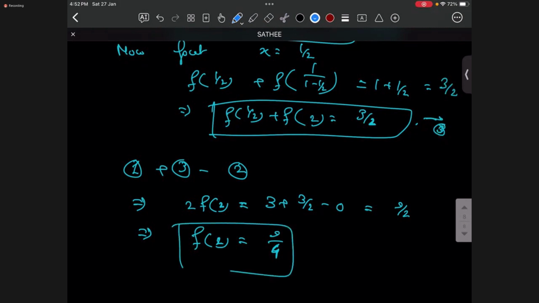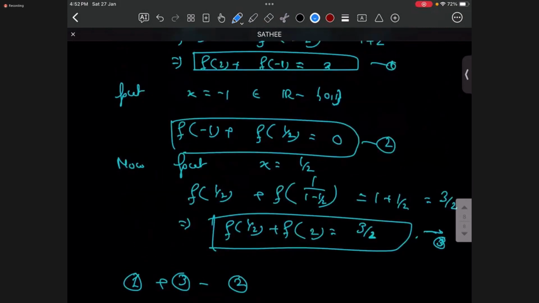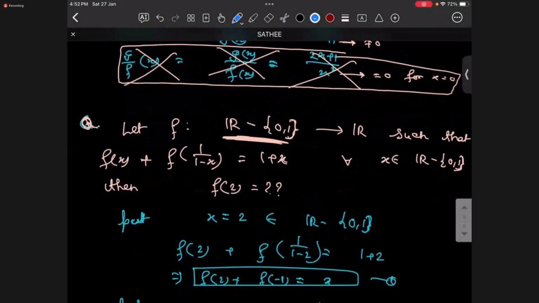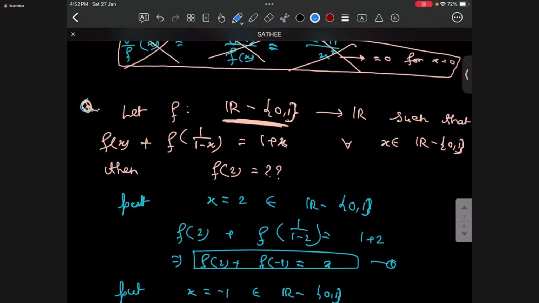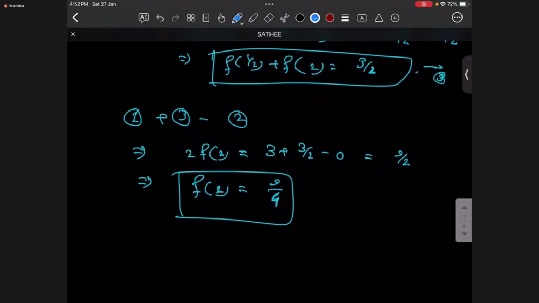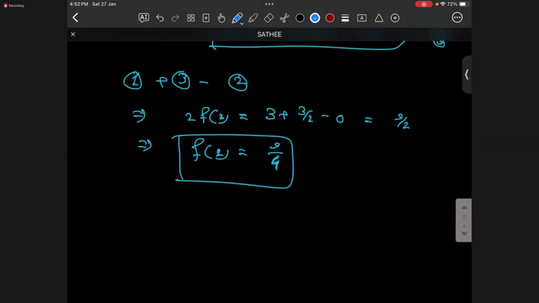So we don't know about the function explicitly, but using the addition and subtraction of functions and using the algebra of functions, we have clearly found the value of f(2). And this kind of question can easily be found in JEE Main and Advanced. So you can use the concept of function algebra to get the value at some point.